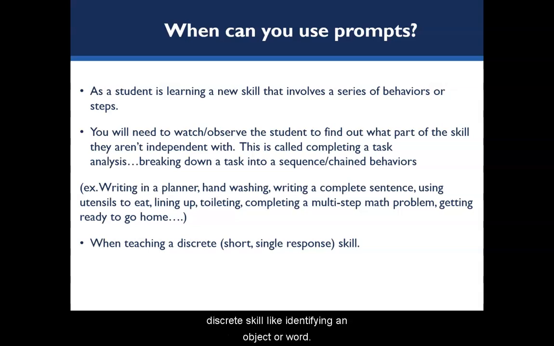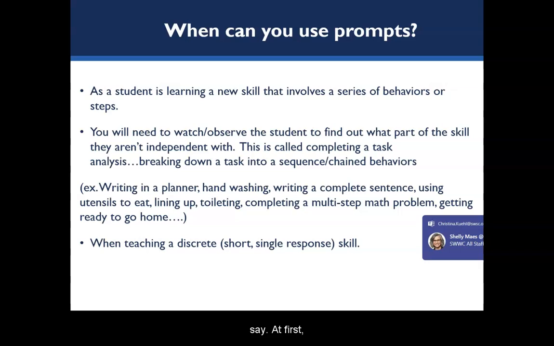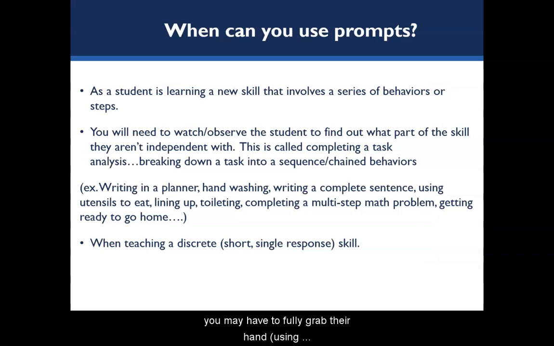You can also use prompts when you are teaching a discrete skill, like identifying an object or word. Let's say you are sitting across the table from a student with 2 or 3 pictures in front of you and the student. You can prompt them to touch the card of what you say. At first, you may have to fully grab their hand, using hand-under-hand support, and point to the correct card you requested with them. After repetition, you can fade the full assistance prompt to gesture by pointing to the correct answer first before they do, making sure they always get it right. Then you can fade to just giving the verbal prompt of point to blank.